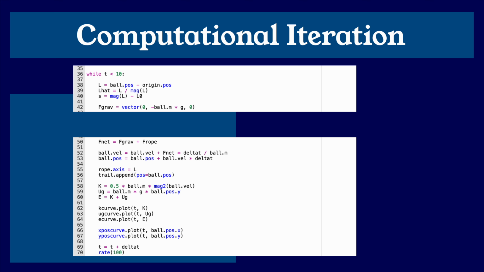I found K by using the kinetic energy formula, which is 1/2 times the mass times velocity squared. I found UG by using the formula for gravitational potential energy, which is mass times gravity times the height. Finally, I found E by adding K and UG.